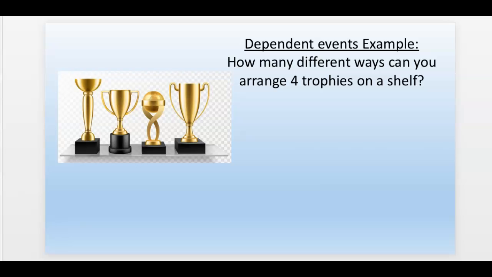Another very important example: how many different ways can you arrange 4 trophies on a shelf? You can put them in different orders, like a lineup. It's simply 4 times 3 times 2 times 1. In the first slot, you can put 4 different trophies. But once you put one in there, in the second slot there are only 3 trophies left. In the third slot there are only 2 left because you've already put 2 in the first 2 slots. And the last slot is always filled with the one that's left.